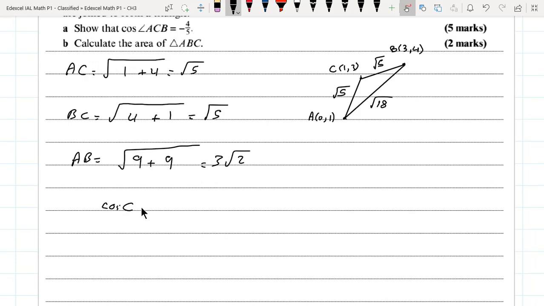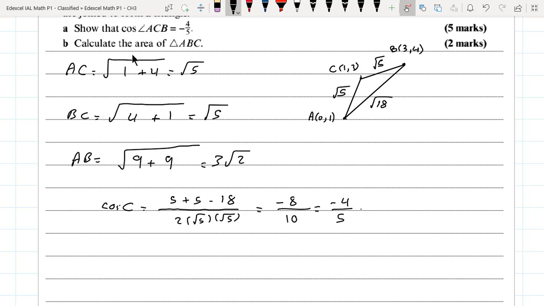Then cosine angle C is equal to sum of squares of its two legs, 5 plus 5, minus square root 18, which is 18, and then divided by 2 times root 5 times root 5, which means that we have 10 minus 18, negative 8, divided by 2 times 5, which is 10, which can be simplified to negative 4 over 5, exactly the required.